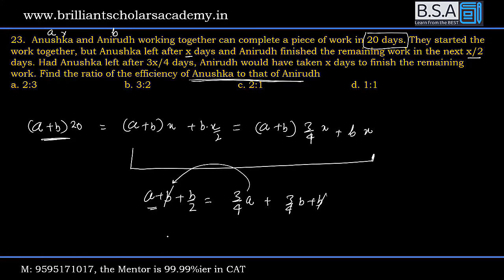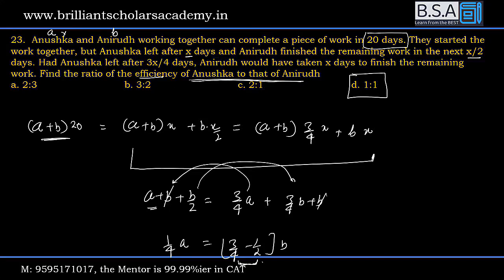A minus 3 by 4A is 1 by 4A. I will transfer this on the right hand side. 3 by 4 minus 1 by 2. So this will again become 1 by 4B. So 1 by 4A is equal to 1 by 4B. The ratio of speeds is 1 by 1.